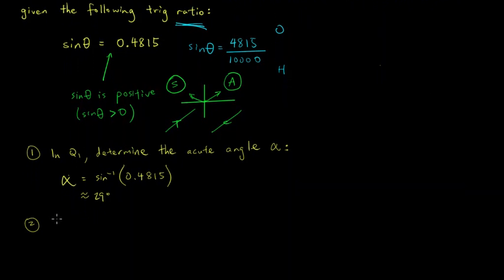So in Q2, because we determined that it can only be in quadrant 1 or quadrant 2, because this ratio is positive. Sine is positive in quadrant 1 or quadrant 2. So in quadrant 2, your angle theta has the possibility of being 180 degrees minus the related acute angle alpha. 180 degrees minus 29 degrees gives you 151 degrees.